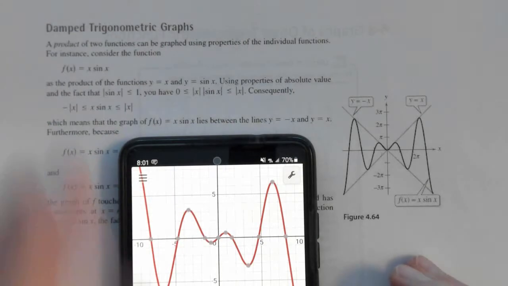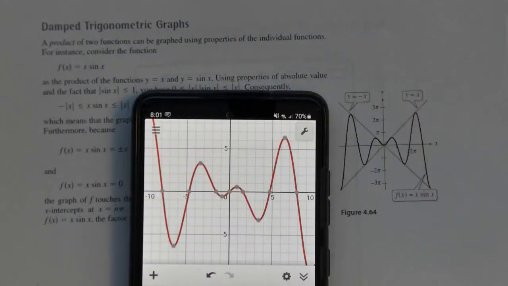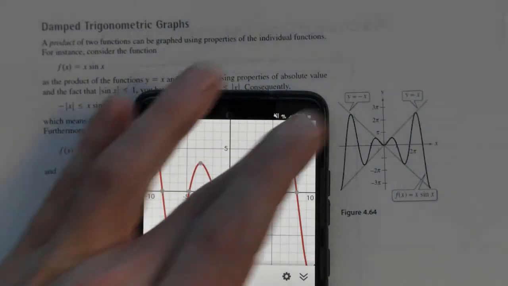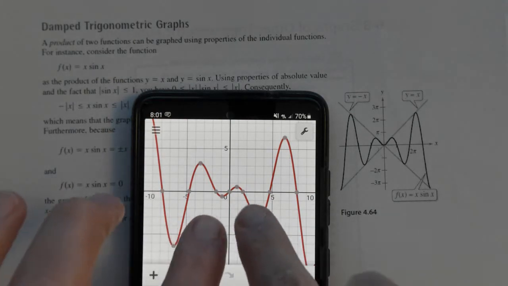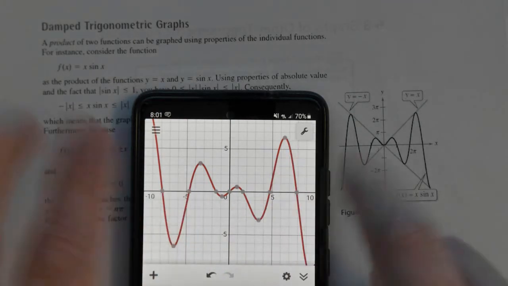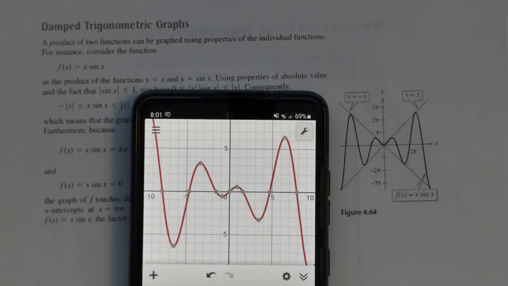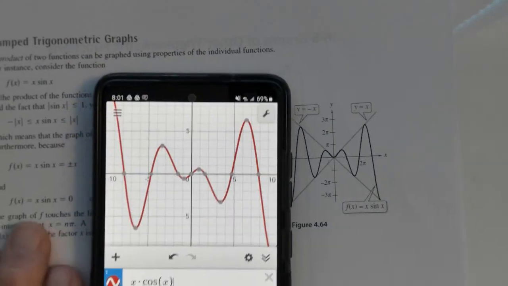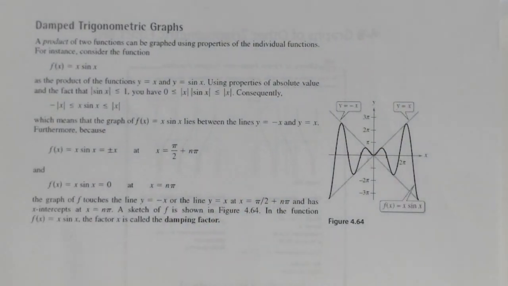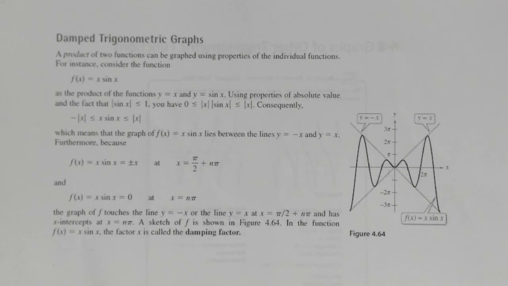All right, so we can see it's still damped or bounded by those same two lines, y equals x and y equals -x, but it just reflects what the cosine curve would look like as far as the shift, instead of what the sine curve would look like. Does that make sense? All right, so like I say, we're not going to really do much with these damped graphs, aside from just saying, hey, here's what they look like, isn't that cool? So that's kind of all we do with that. All right.